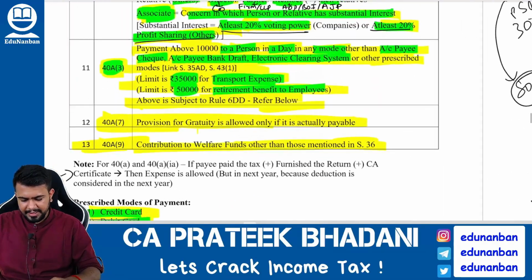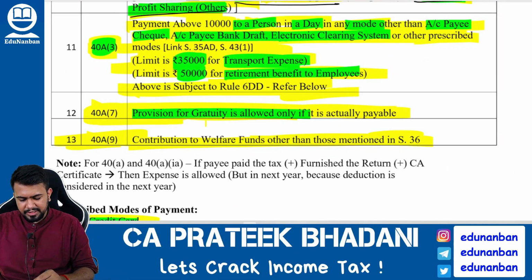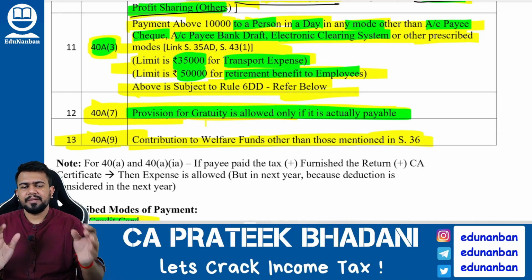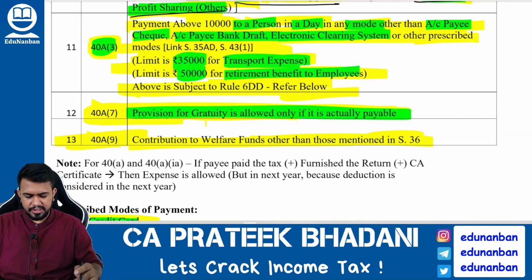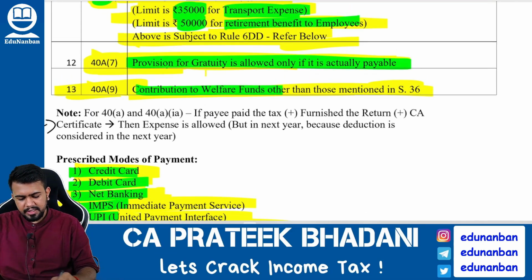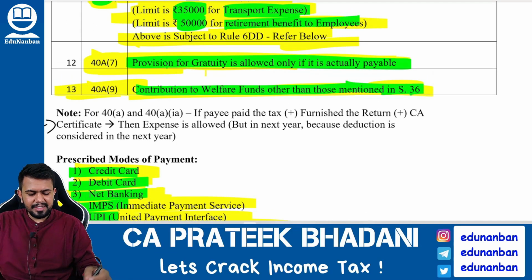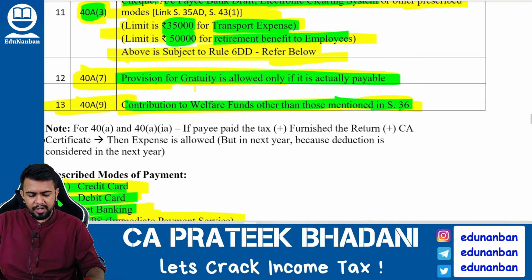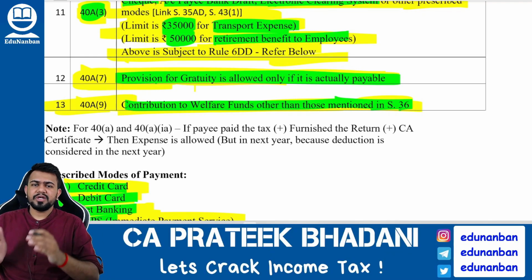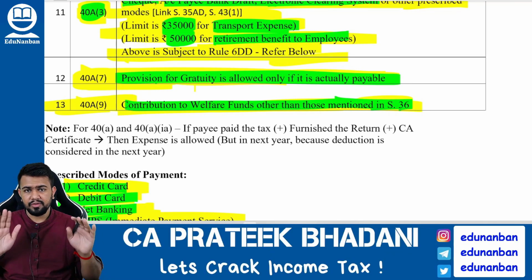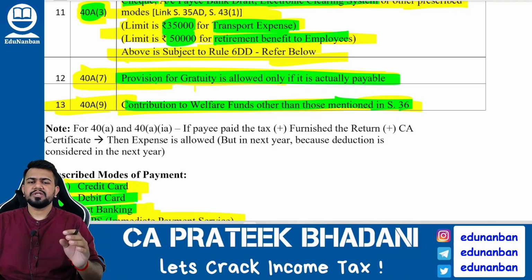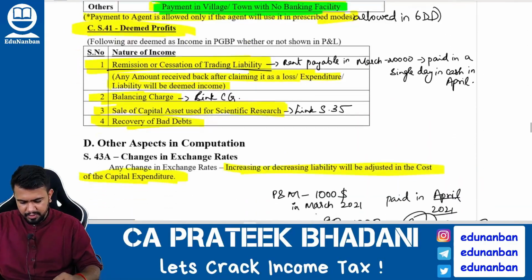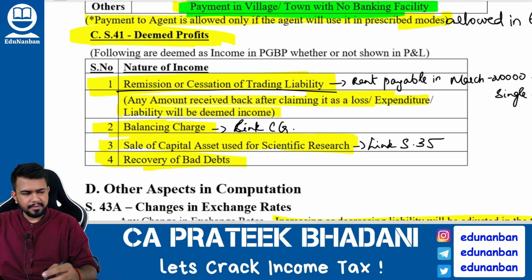Now let's come to the next disallowance. Provision for gratuity is allowed only if gratuity is actually payable. So if gratuity is actually going to be paid to the employees, the provision will be allowed. If not, the provision will not be allowed. Next, contribution for welfare funds other than those mentioned in section 36 will not be allowed as deduction. So what are those? For example, contribution to unrecognized provident fund is not allowed. Contribution to unapproved superannuation fund is not allowed as deduction. Like that.